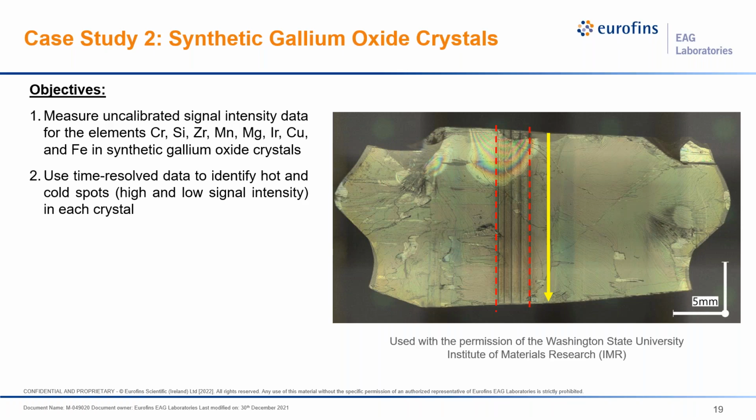Now, this is not true chemical mapping. It's essentially a proxy for that. Because we know the laser is moving over the sample at a fixed rate, how long into the analysis it is in terms of time is an approximate measure of where on the sample you are.